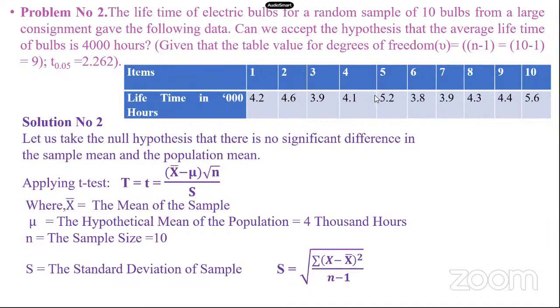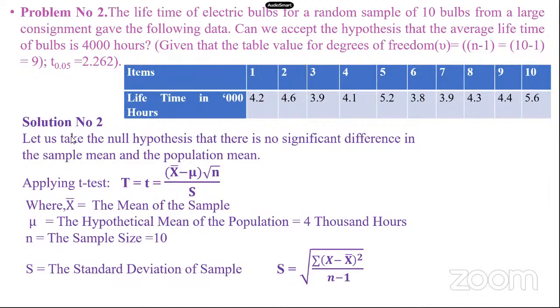These are the actual readings of the sample, meaning the actual life of these 10 bulbs. And our hypothetical life is given as 4000 hours. So what they asked: can we accept the hypothesis that the average life of the bulbs is 4000 hours? That means the population mean is 4000, and you have to calculate the actual mean and then compare.